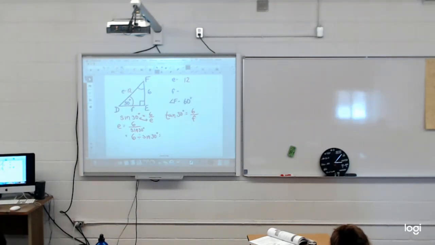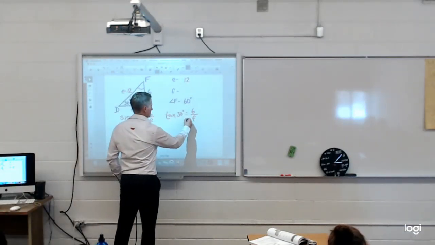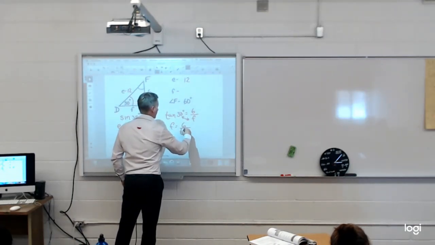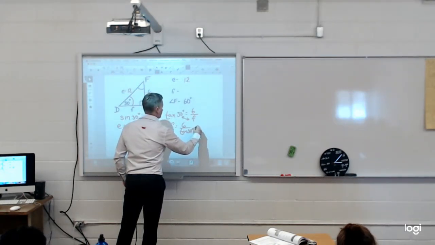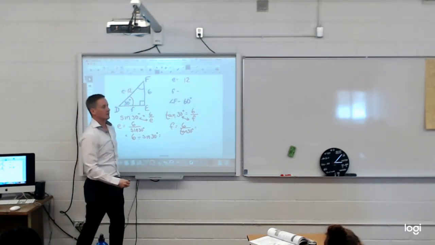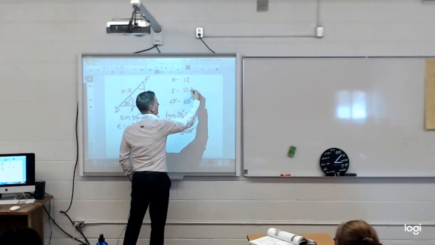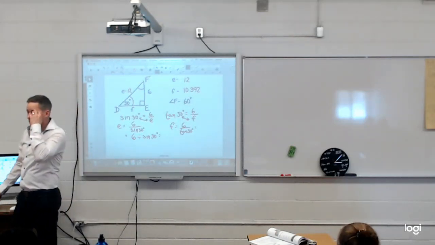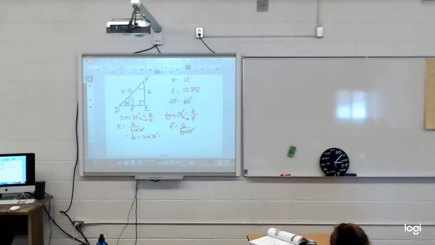Right? And how do I get F by itself? What do I do here? Switch these two. F equals 6 divided by tan 30. And what do you get? 10.39230. 10.392. Yeah? Yep. Okay. Anybody not get that value? It's going to be imperative that you work through your calculator right now with me so that I know that you are getting that part of it.